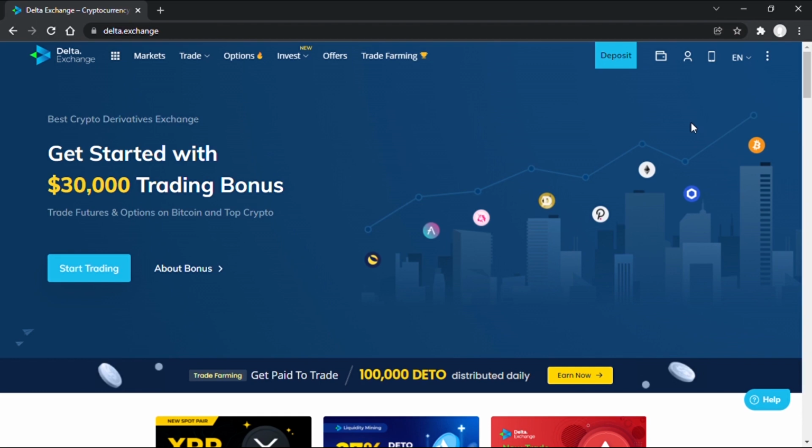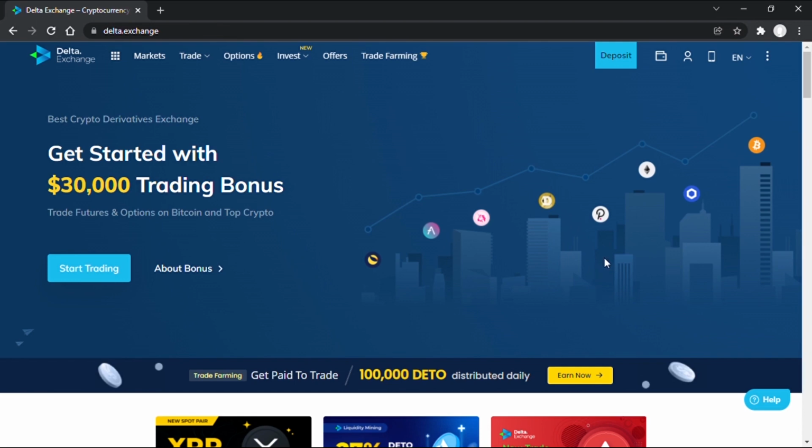And third thing is, for example, if you have traded for 1000 USDT, then you will get the same amount of DITO coins. DITO is Delta Exchange's own crypto coin. So if you generate 100 USDT volume, then you will get 100 DITO. Also, if you trade within 7 days of account opening, then you will get 100 DITO free of cost. So these are the benefits that you get by opening an account with Delta Exchange.